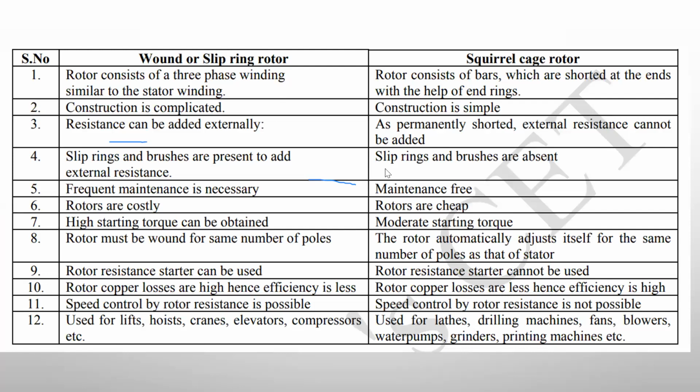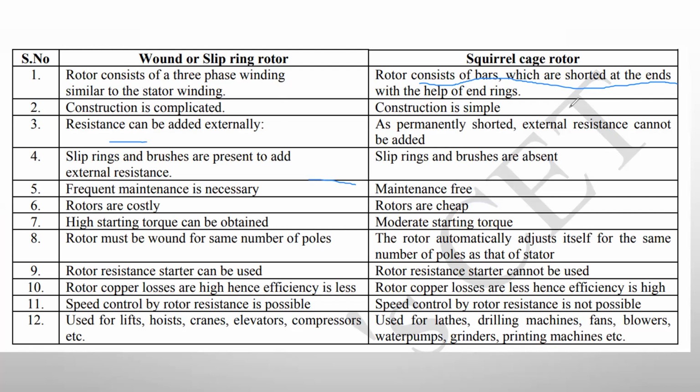So first, in a squirrel cage motor, the rotor consists of bars. They are strong, heavy copper bars which are shorted. Shorted means it will have very low resistance, nearly 0. If it is open circuited, it will be infinite, but it is shorted. So it will have very low resistance or very high current, 4 times, 6 times, a very high current flowing through the copper bars.